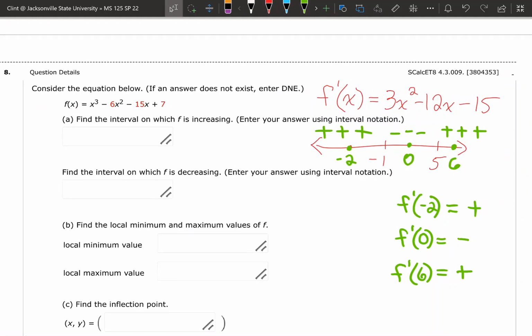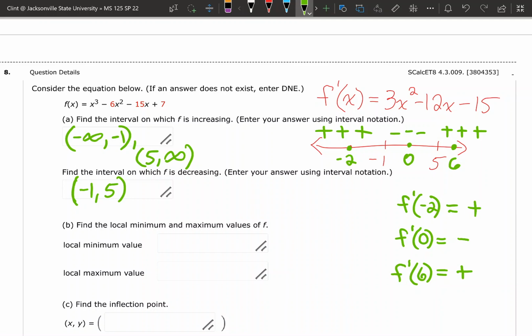So where are we increasing? We're increasing from negative infinity to -1, and 5 to infinity. And we're decreasing between -1 and 5. Any questions on that part before we go to the next? All right.